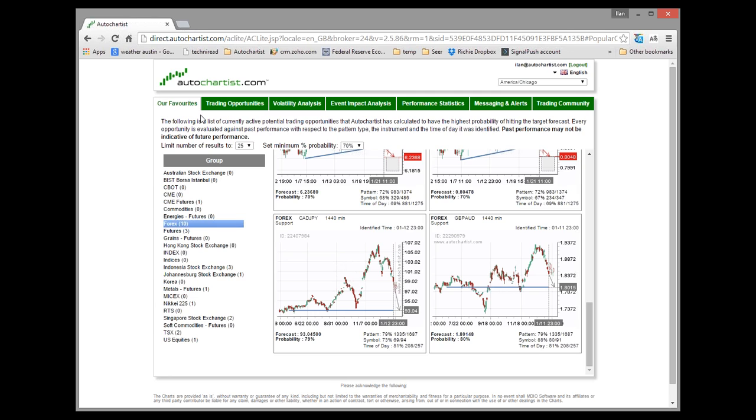So if your broker provides Our Favorites, then you can also get this on your mobile app, and this Our Favorites section is what streams through to you on your mobile app. So it'll beep at you, letting you know when there's a new opportunity on the Our Favorites section.